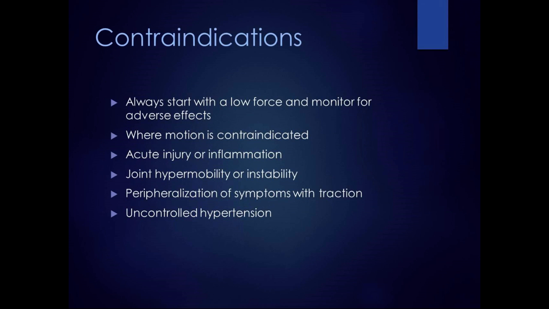So contraindications, of course, we always want to start with a low force and monitor for adverse effect. If motion is contraindicated, we don't want to do traction either. If you have acute injury or inflammation, you might make it worse. Joint hypermobility or instability, obviously not good. Peripheralization of symptoms with traction. So I was saying, if the symptoms centralize, you know it's helping. If they peripheralize, it's making them worse. So that's a contraindication. Uncontrolled hypertension, because you just don't want to put extra pressure on their system.